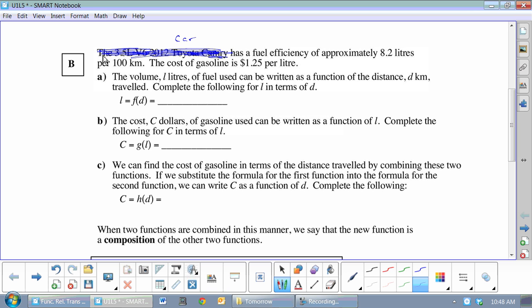Now, I'll give you a tip right now. 8.2 over 100 is basically not a very nice fraction to deal with. But we want to make this what's called a unit rate: how many liters for 1 kilometer? And that would be 0.082 liters per kilometer. I'll use a small l.